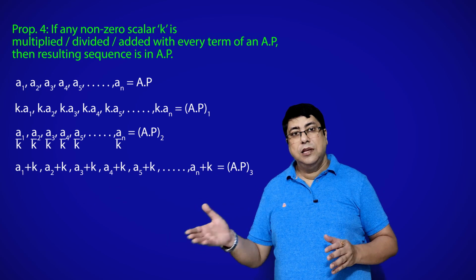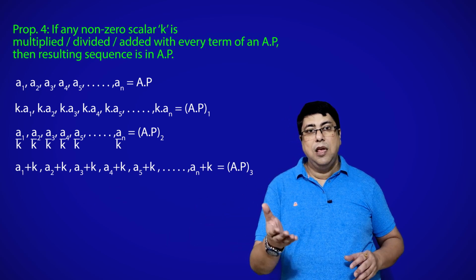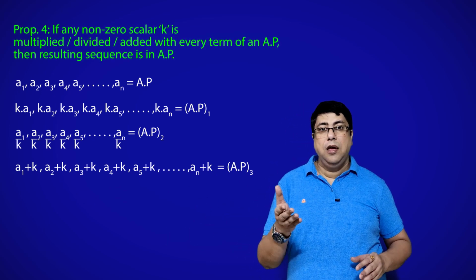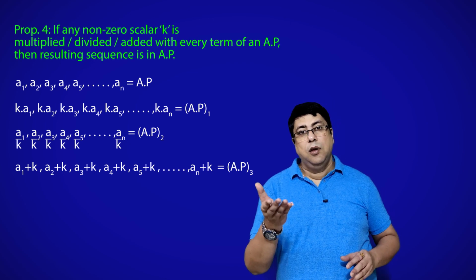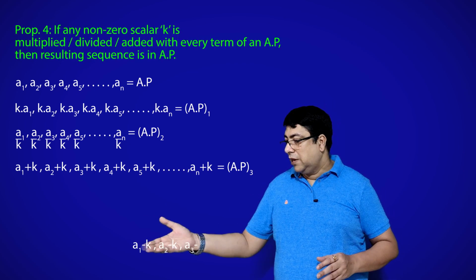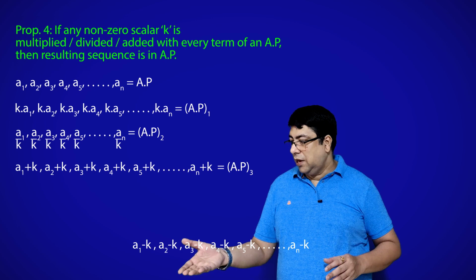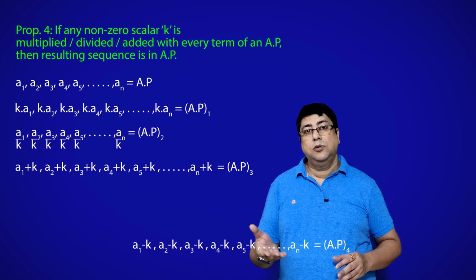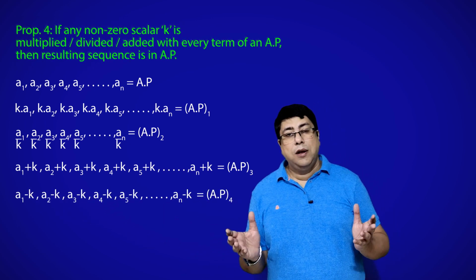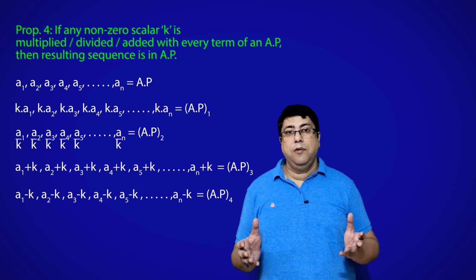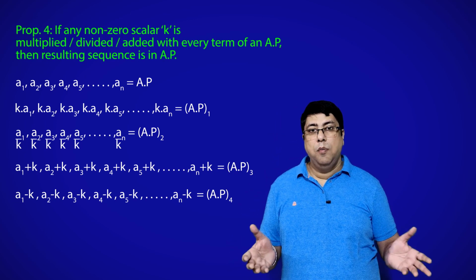So the resulting series is in AP. Similarly, if we subtract K from the AP, it is also in AP. So A1 minus K, A2 minus K, A3 minus K, A4 minus K, this is also in AP. Everybody, you can take some example and verify it at home.